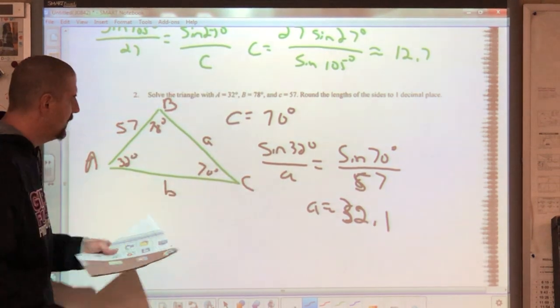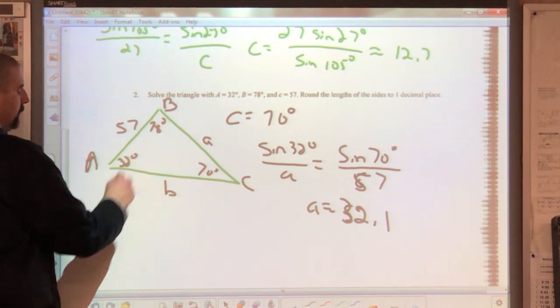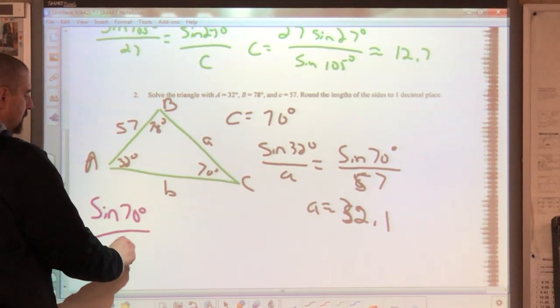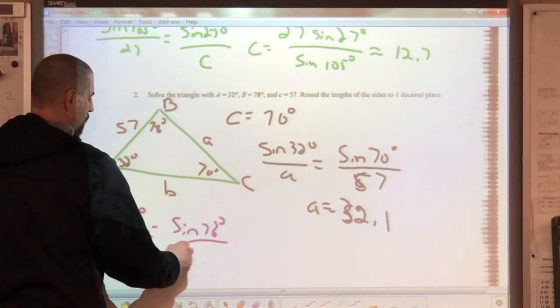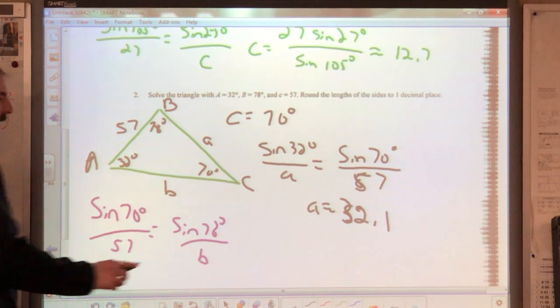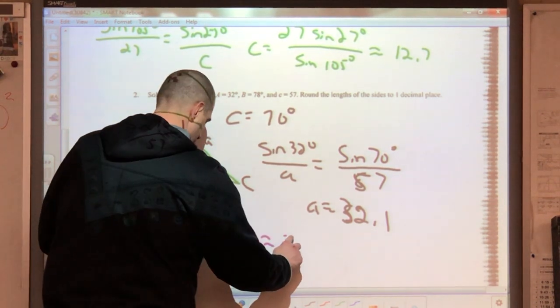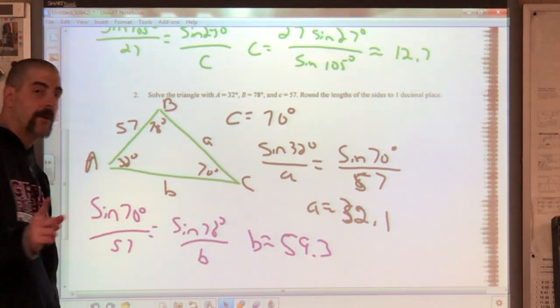Okay? So that leaves me with B. So now I'm going to solve for B. Again, I'm still going to use 70 and 57. So I'm going to have sine of 70 over 57 equals sine of 78 over B. Cross multiply and solve. You're going to get B is approximately 59.3. So hopefully you got all those answers.